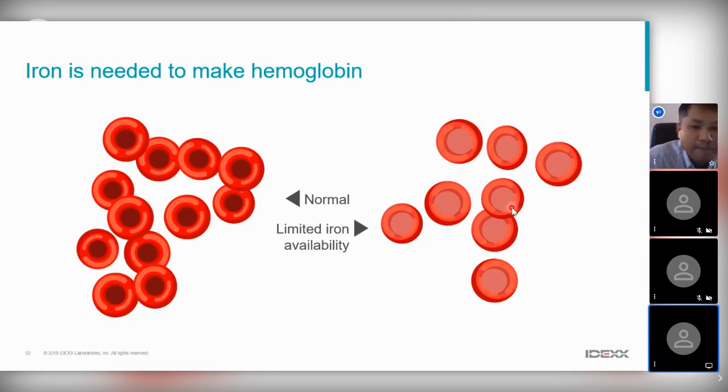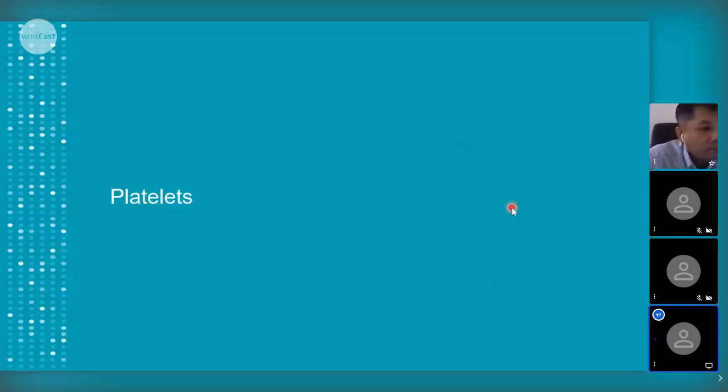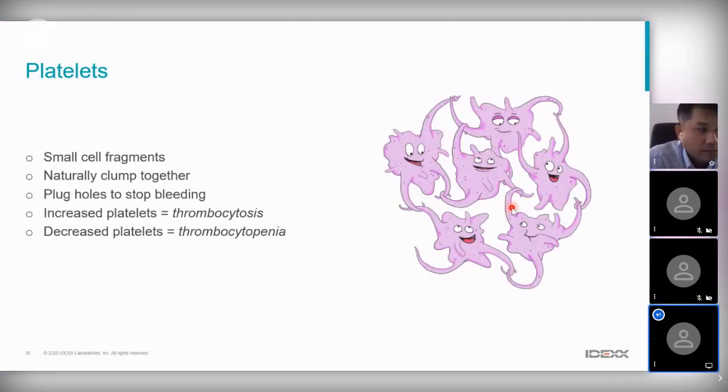Ok. Thank you, Professor Tang. So that was all about the reticulocytes and uric hemoglobin. So let's move to our next part, that is the platelets.